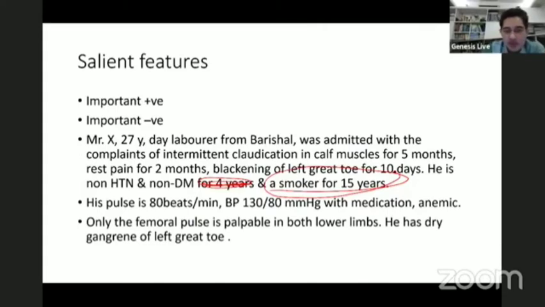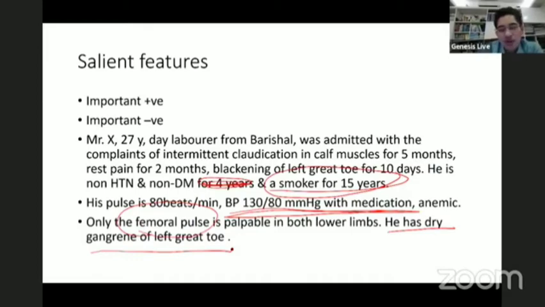His pulse is normal, blood pressure is normal. If the blood pressure is normal, make sure you ask the patient, are you taking any medications or not? Very, very important. Only the femoral pulse is palpable and other pulses are not palpable. And he has dry gangrene in the left second toe. So this is the thing.